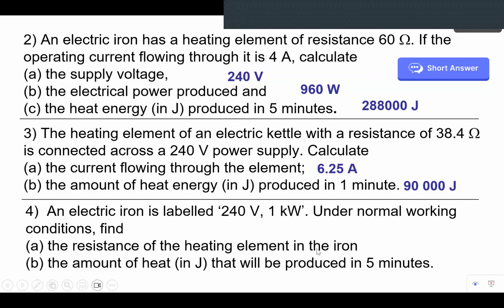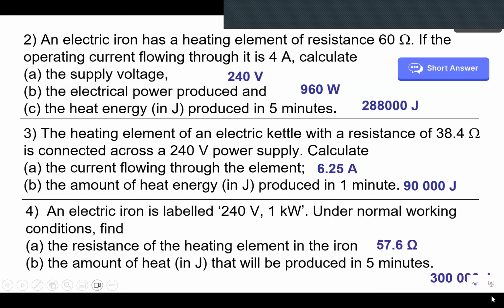And then the last one, I have an iron rated at 240 volts, 1 kilowatt. Under normal working conditions, find the resistance. In order to find resistance, I can use power equals V squared over R. So 1,000 watts equals 240 squared over R. So I can find the resistance. I'll get the resistance is 57.6 ohms.